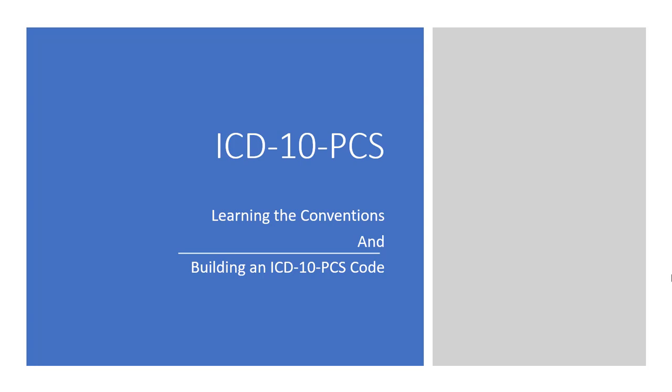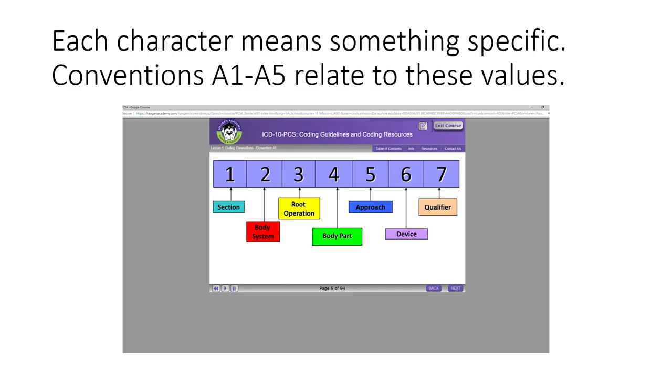We'll talk about the conventions. The conventions are just before the guidelines in the ICD-10 PCS codebook. Each character in a PCS code means something specific, and the conventions A1 through A5 relate to the values in those 7 characters.